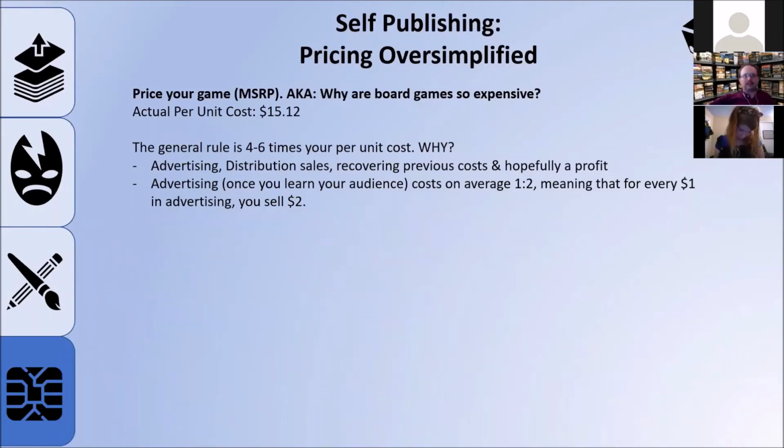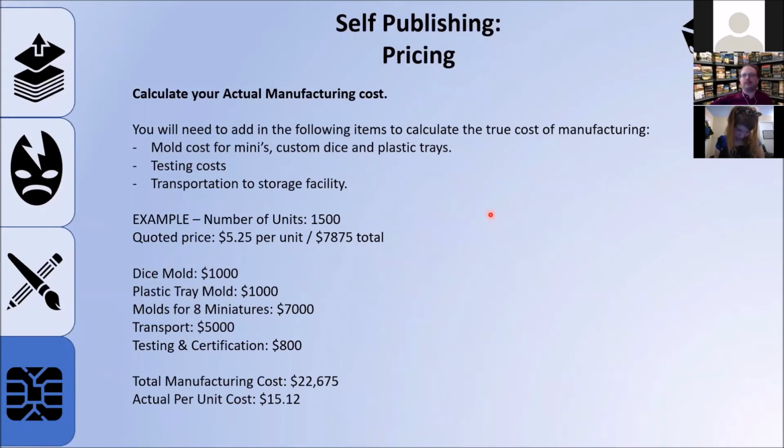Because, going back again to this slide, let's say you've been quoted at $5.25 for the game. You have standard dice, no dice vault. You don't have a plastic tray, you have a cardboard tray. You have no miniatures, you have standees, so they're part of your punch-out boards. You still have the transport, and you still have the testing. But you've just knocked $9,000 off of the total manufacturing cost. So the less kinds of components that you put in, the cheaper you can make your actual manufacturing cost.